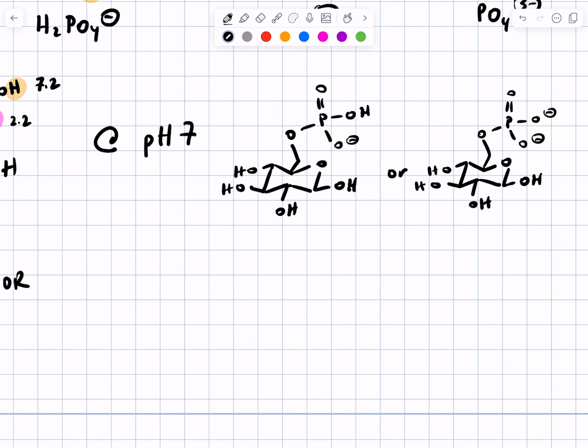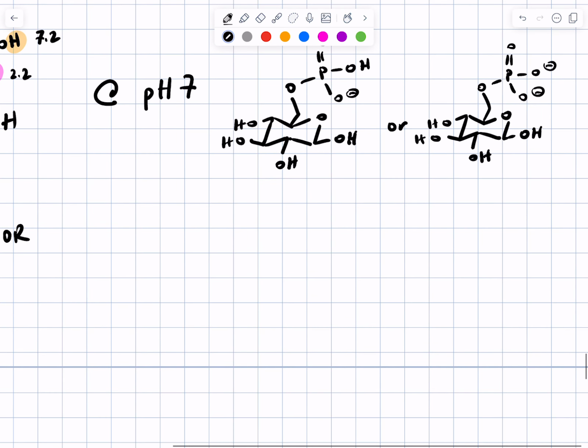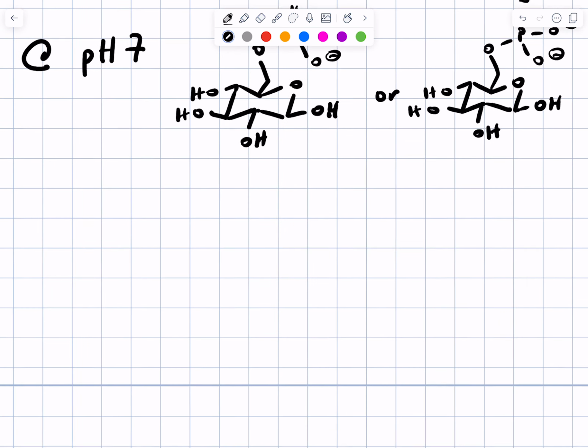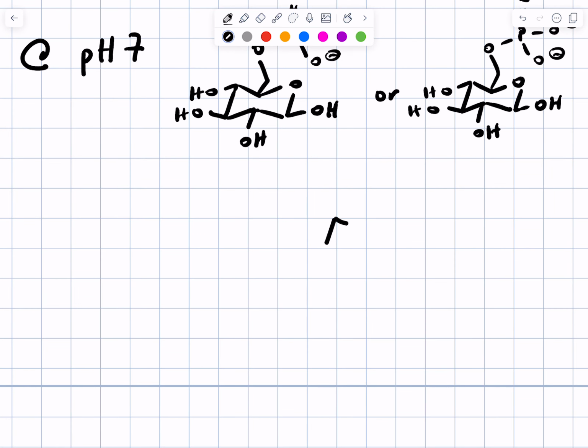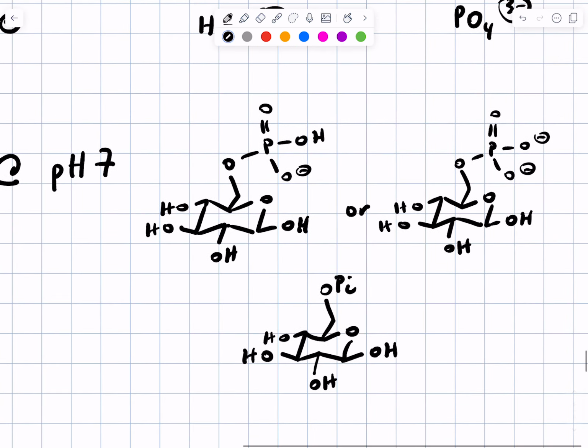And in fact, some biochemists will actually hedge, and instead of drawing out the Lewis structure of the phosphate, they will just abbreviate PI there, which stands for a phosphate group, and you just have to know what they're talking about. Okay, the I actually stands for inorganic phosphate.